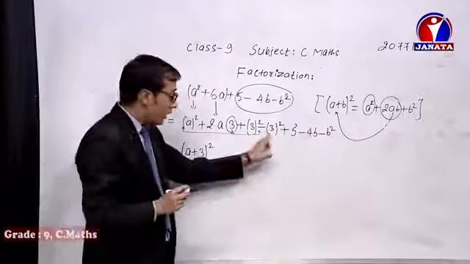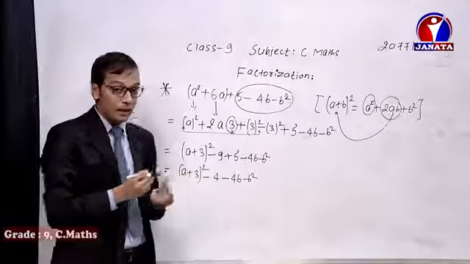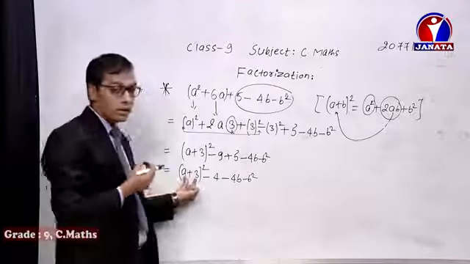A plus 3 whole square. What is negative 9 plus 5? Minus 9 plus 5 is minus 4, minus 4b minus b square. If we consider the first two terms in a bracket as the first term, a plus 3 is the first term, and then the second, third and fourth terms. Now we need to convert this expression into a square minus b square form for further factorization.